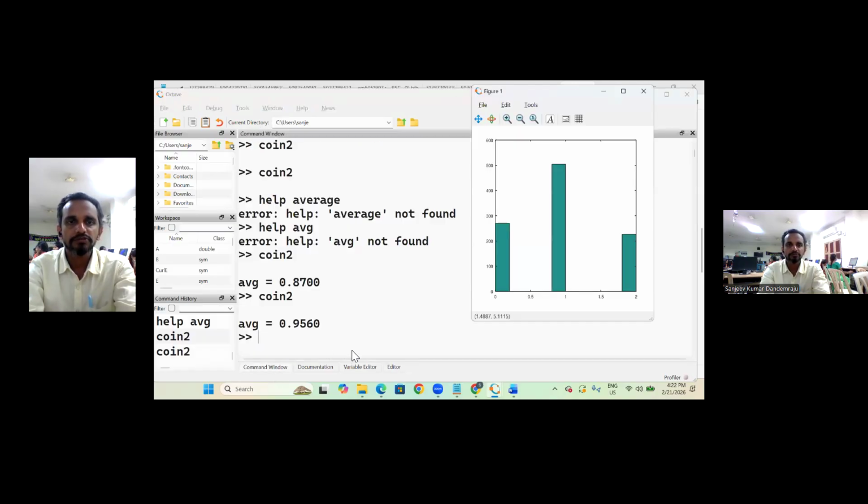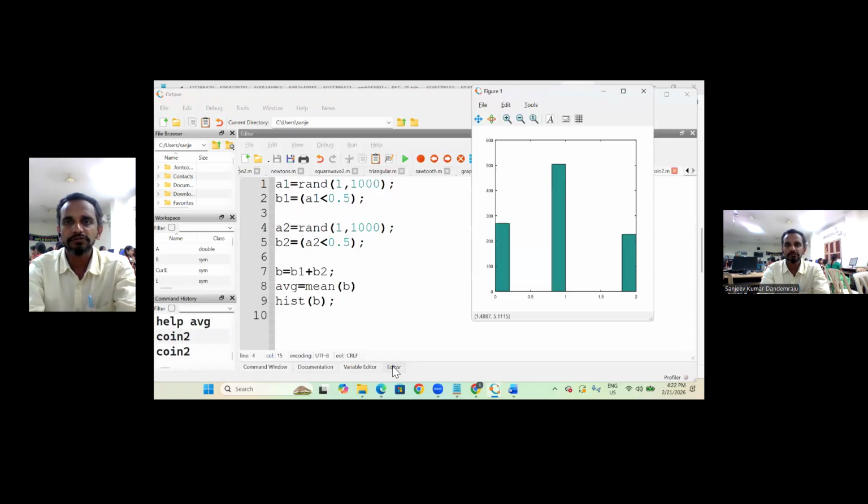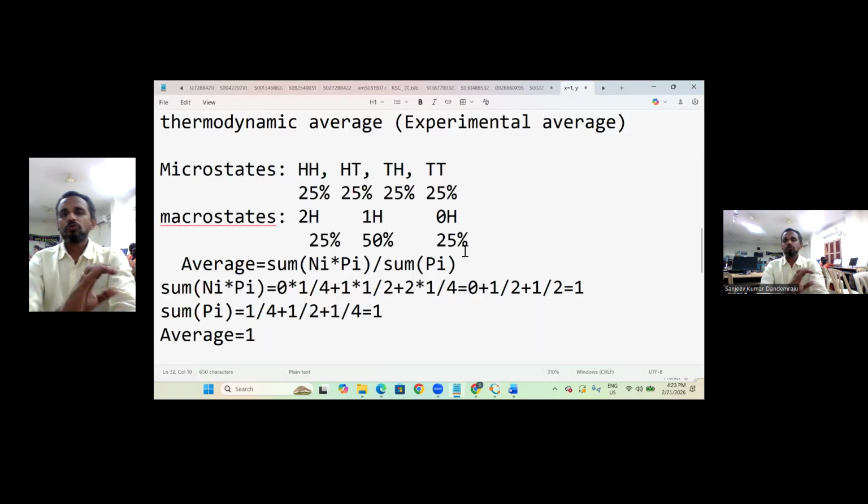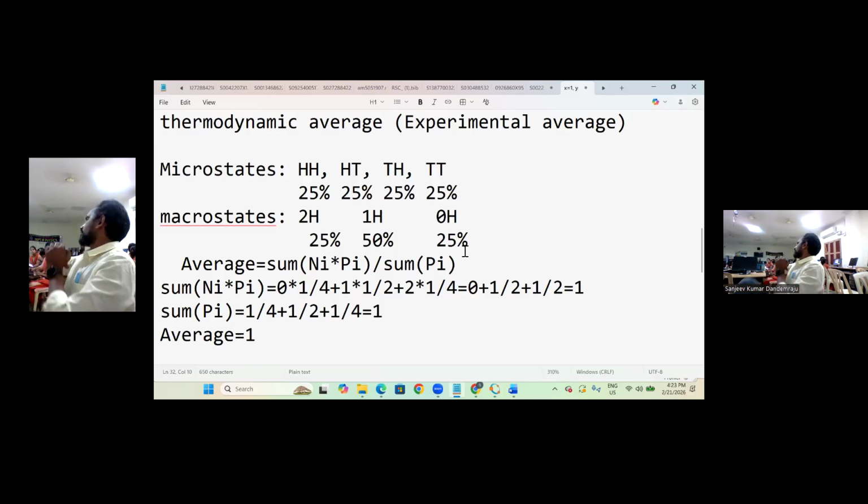0.956, and that is the graph. Out of 1000, I got 268 times. It is supposed to be 250, and I got 500 1 heads and 222 2 heads. Okay, ultimately, what are these numbers? 1 by 2, 1 by 4, 1 by 2. These are actually binomial distributions, right?